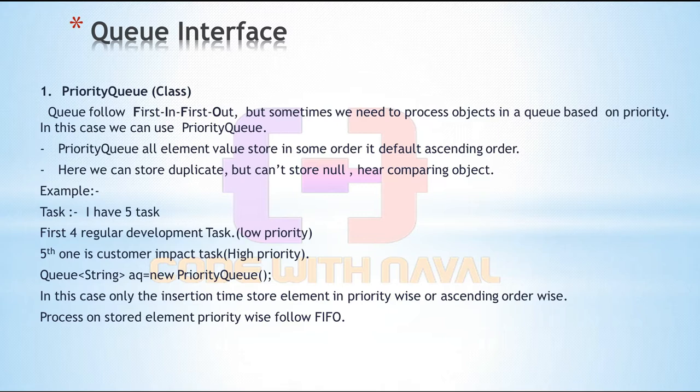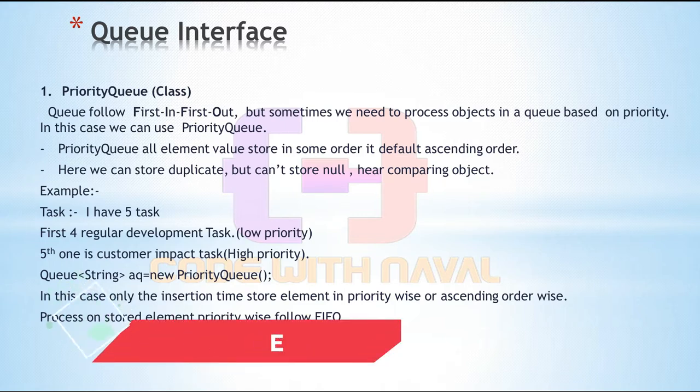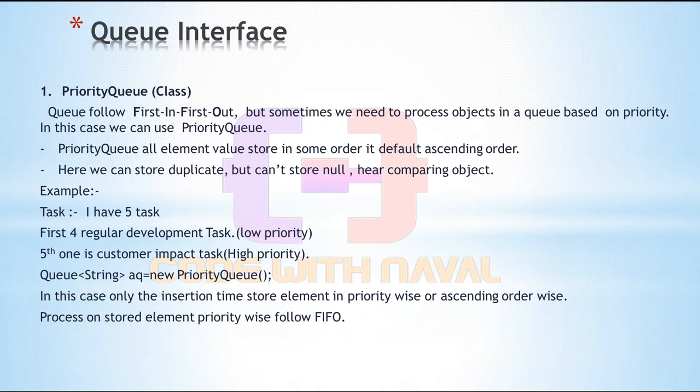In this case, only at insertion time are elements stored priority-wise or in ascending order. When inserting those tasks in Excel, only at that time do I follow priority. I first put high priority, then low priority, and then I follow first in first out. In the same scenario, in a PriorityQueue, only when inserting data does it insert priority-wise, or in ascending order. At retrieval time, it will follow first in first out manner only.